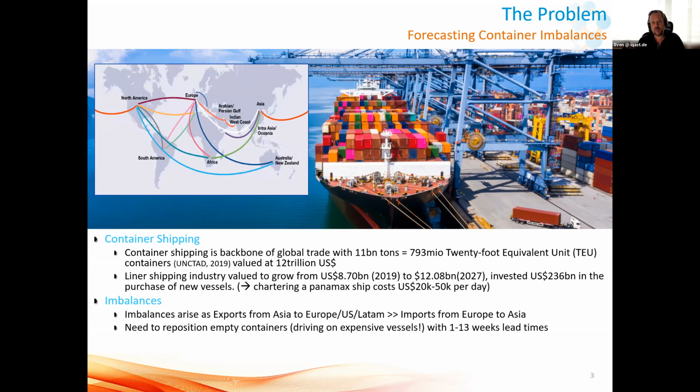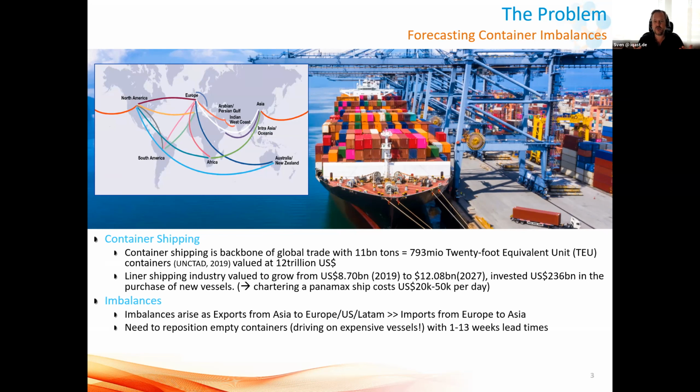And the one we're looking at, together with one large liner shipping company, is forecasting container imbalances. Most of the container traffic flows from Asia into Europe, and therefore, if you want to ship the next container from Asia to Europe, you need to have an empty container in Asia. How do you get all these empty containers to Asia? When do you need them? How much do you need them?